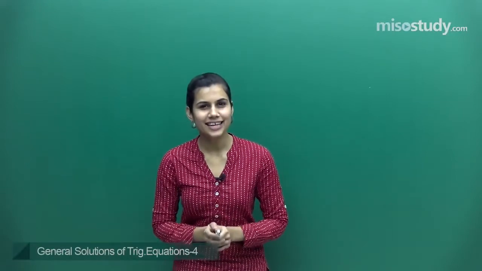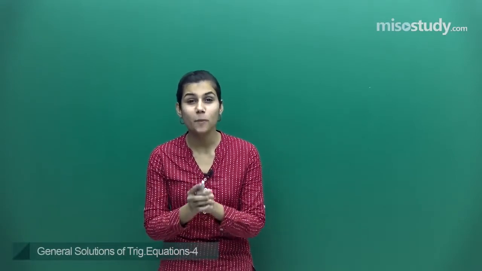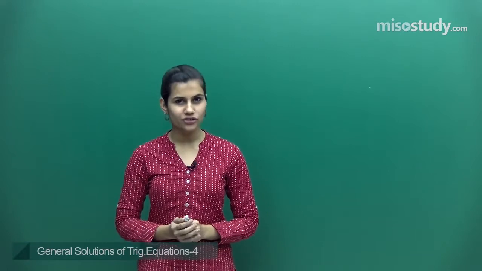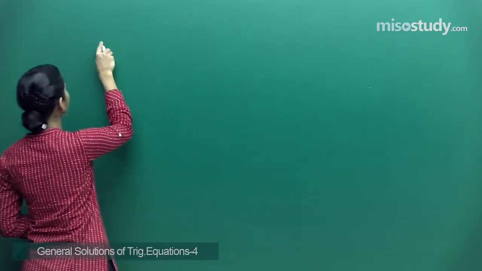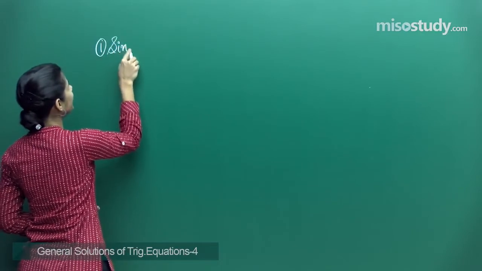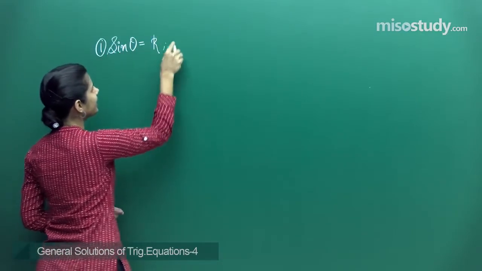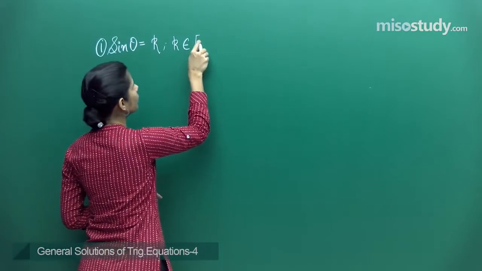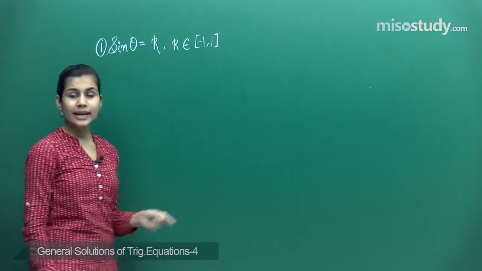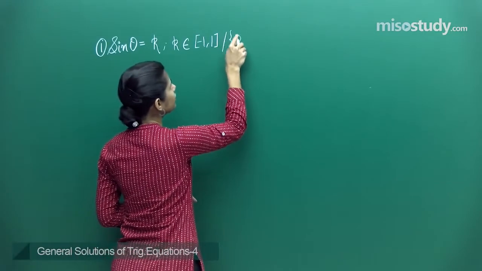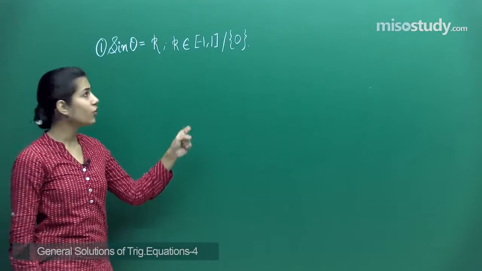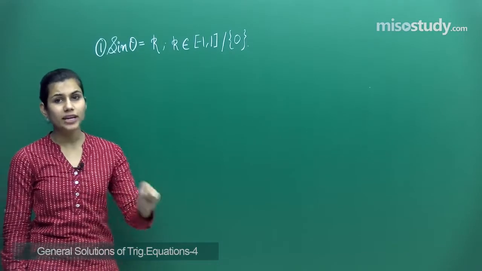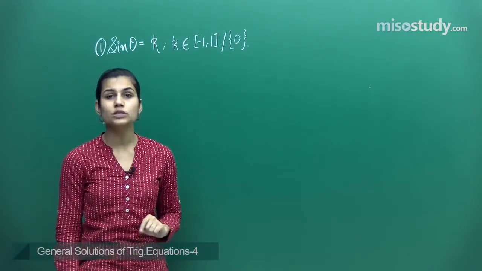Hello people, let us continue our discussion on the trigonometric equations. Last time I had started with a certain type of trigonometric equation which was looking something like this: sine theta equals k, where this k belongs to the range of the sine function. Specifically, we did not take k to be 0 because for k equals 0, sine theta equals 0. This trigonometric equation's general solution we have already found out, which is all integral multiples of pi.